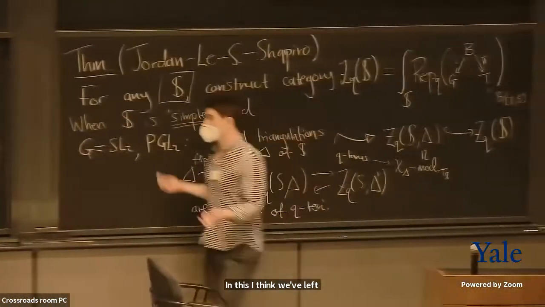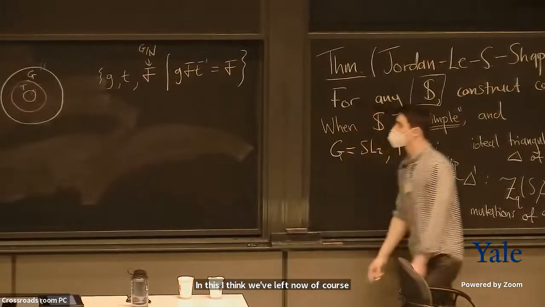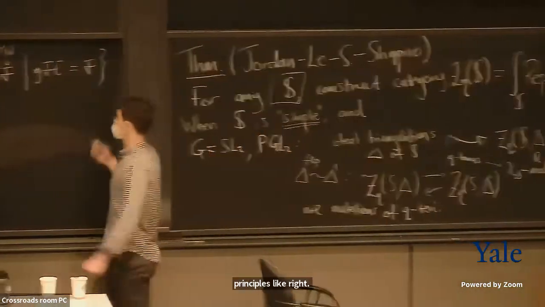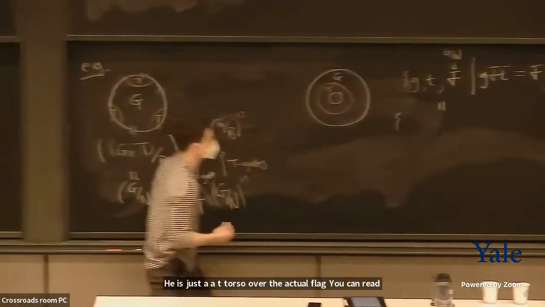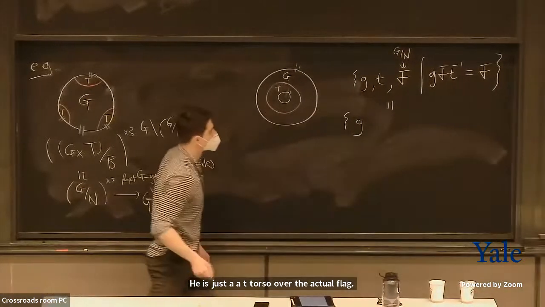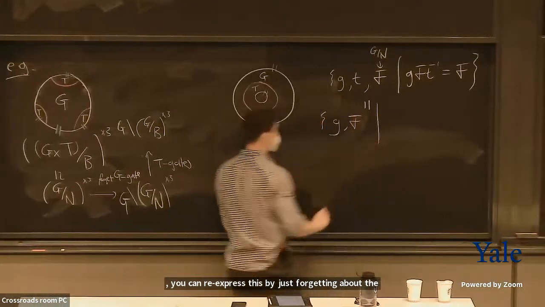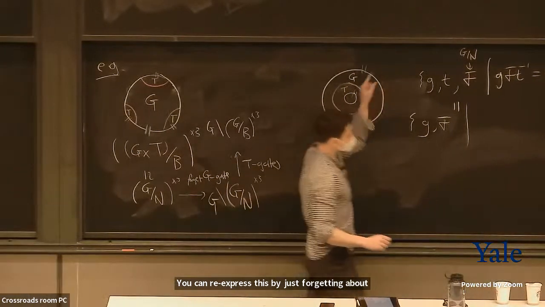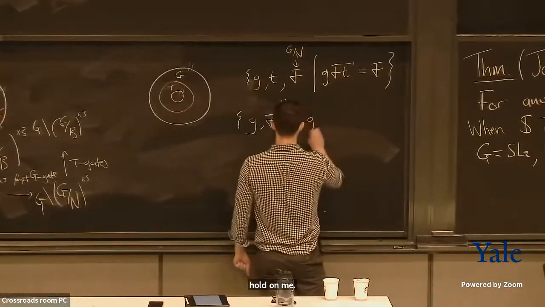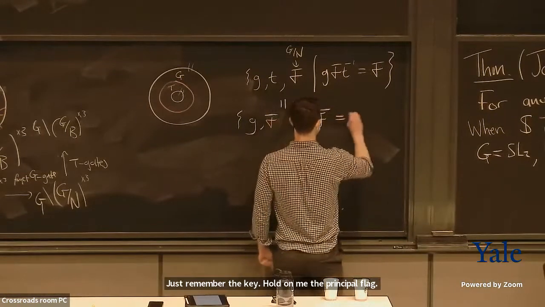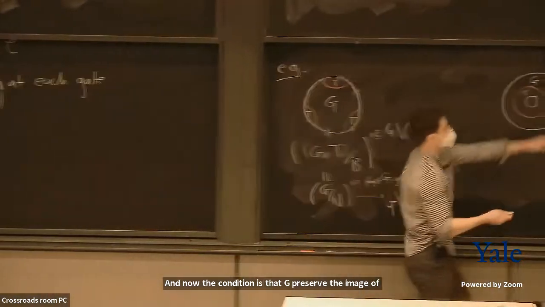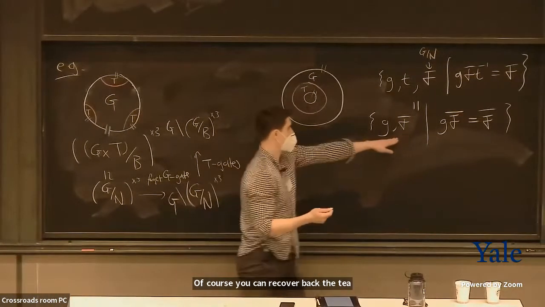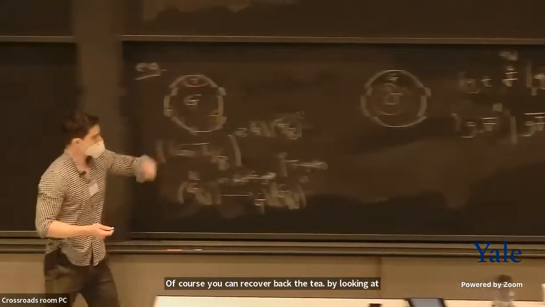Now, of course, because this principal flag variety is just a T torsor over the actual flag variety, we can re-express this by just forgetting about the T holonomy, just remembering the G holonomy and the principal flag, and now the condition is that G preserves the image of that principal flag under the projection to G mod B. Of course, you can recover the T by looking at the monodromy of the principal flag, because it's just the T torsor. So this is just the same.